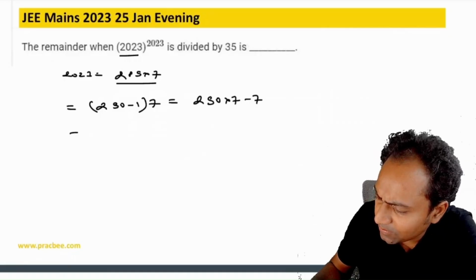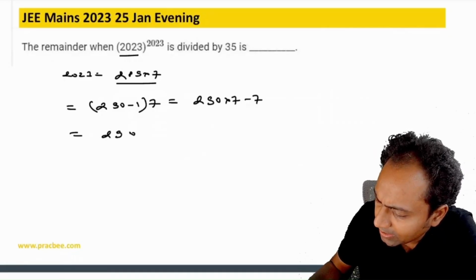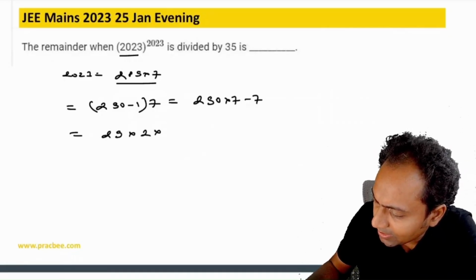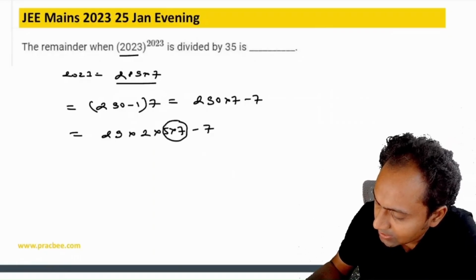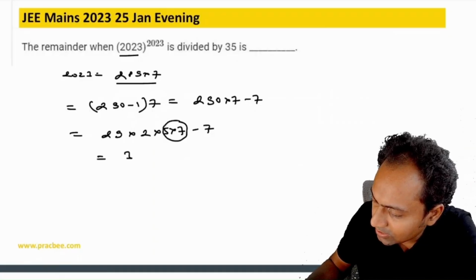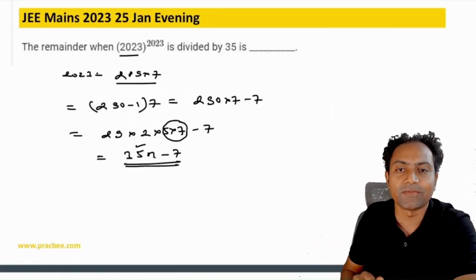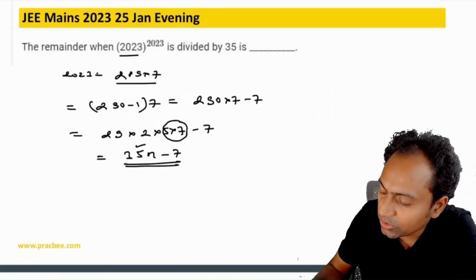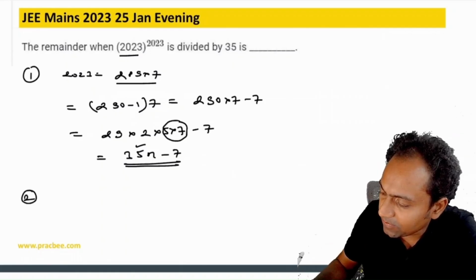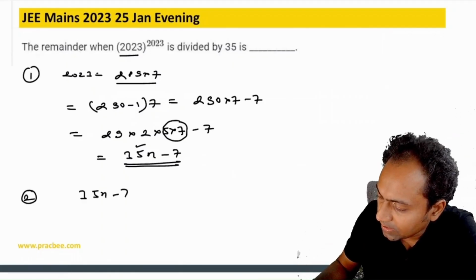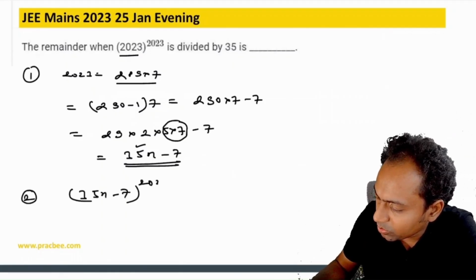Now, why is this important? Because 290 can be written as 29 into 2 into 5 into 7, minus 7. You can see that out of this I can get a 35. It is nothing but 35n minus 7. Now, this is very important because we were able to extract a 35 out of it. Now, once you do this, in the next step, what we want is to put a power 2023 over it.